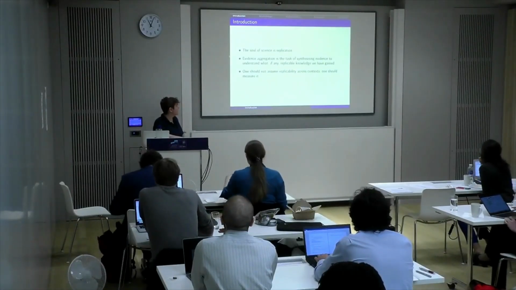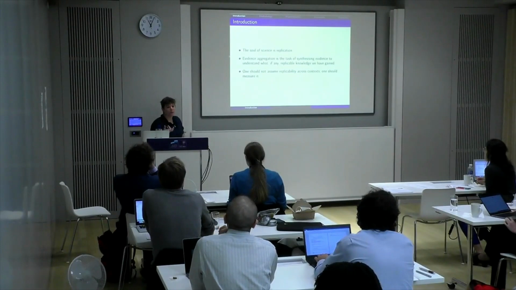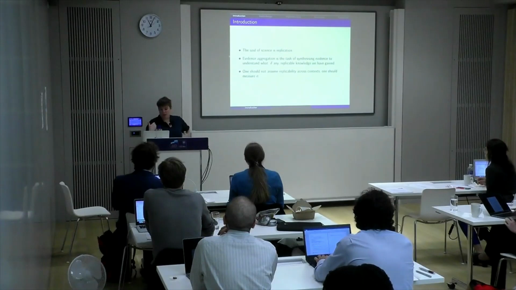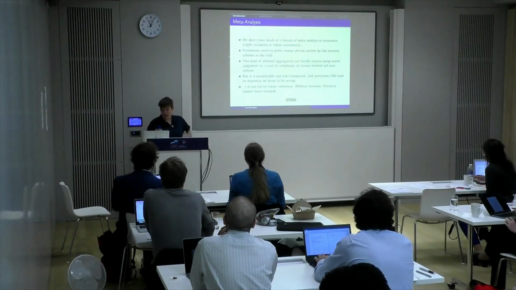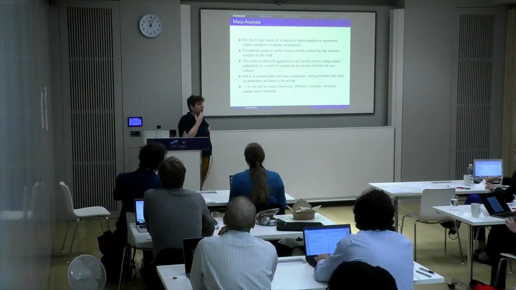When we do evidence aggregation, which is not limited to meta-analysis, what we're trying to do is synthesize evidence to understand what, if any, replicable knowledge we've gained. And we don't want to assume replicability across contexts. That would be, frankly, insane. And so we need to measure it. We need to go forward measuring that. So meta-analysis is an important context in which aggregation occurs.